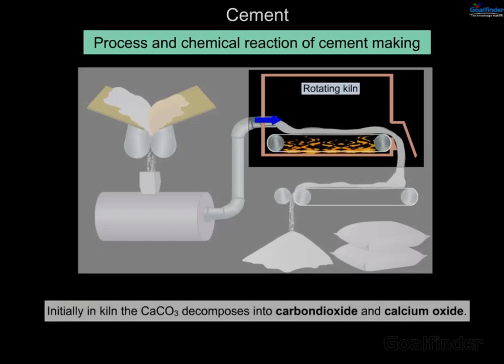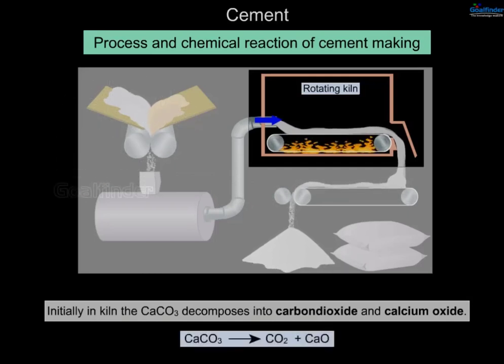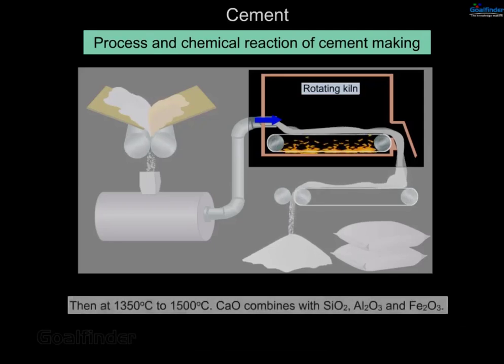Initially, in kiln, the CaCO3 decomposes into carbon dioxide and calcium oxide. CaCO3 changes to CO2 plus CaO. Then, at 1350 degrees Celsius to 1500 degrees Celsius, CaO combines with SiO2, Al2O3 and Fe2O3.